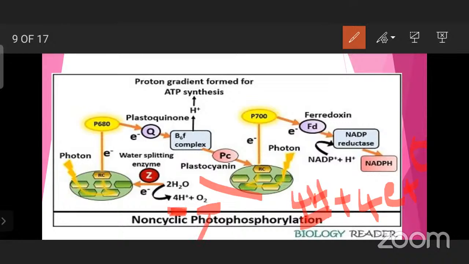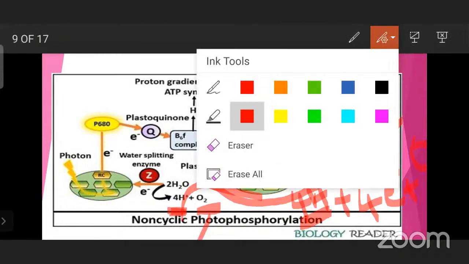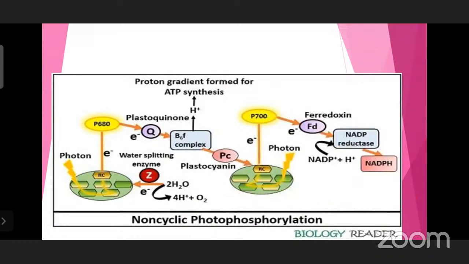These protons are not going anywhere else. They are going to the NADP, and here you can say this reduction is possible by the addition of these hydrogen protons and these electrons. So these electrons and protons are taken up by NADP and get reduced to NADPH in the presence of the enzyme NADP reductase. So you have to remember the enzyme name also. NADP reductase is the enzyme.